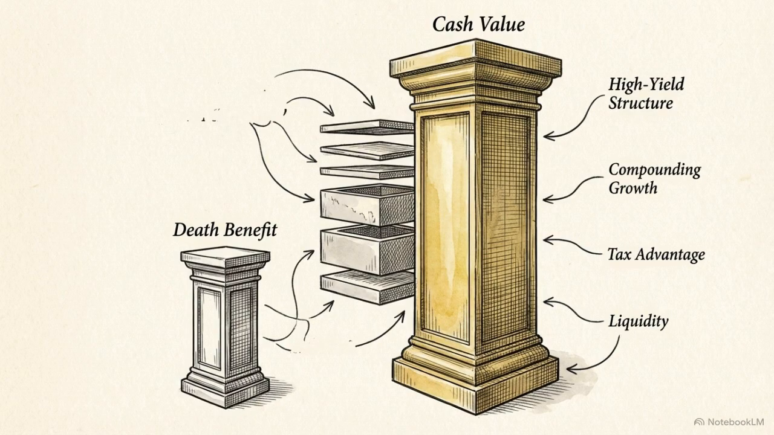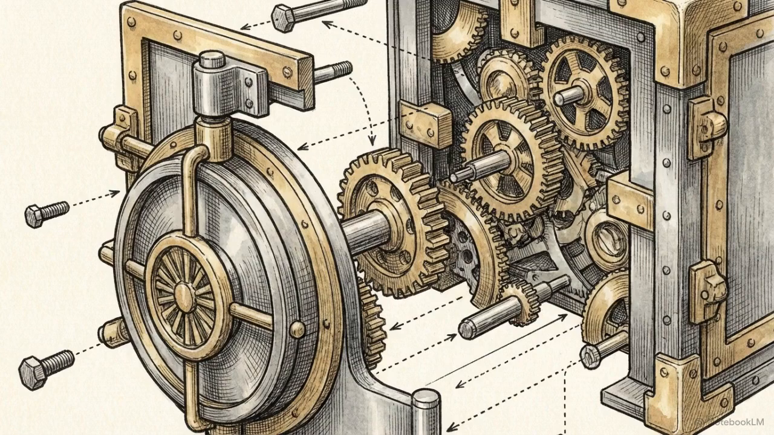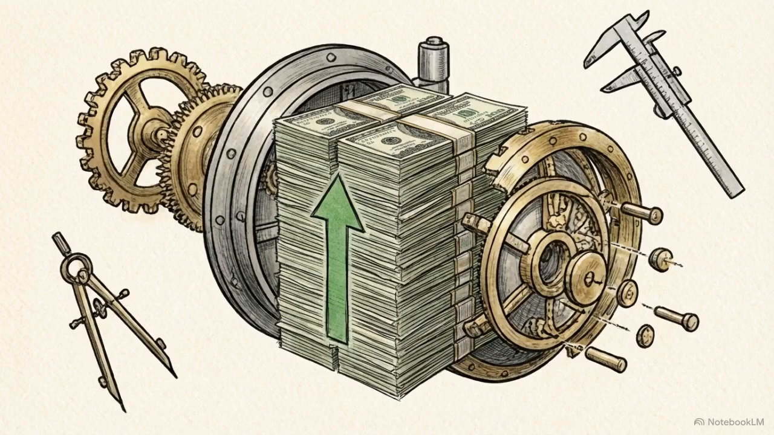By prioritizing cash value over the death benefit payout, you construct a high-yield, highly liquid asset that operates outside the boundaries of the standard tax system. The mathematical objective of these policies is precise: inject the maximum amount of cash possible to accelerate compound interest.